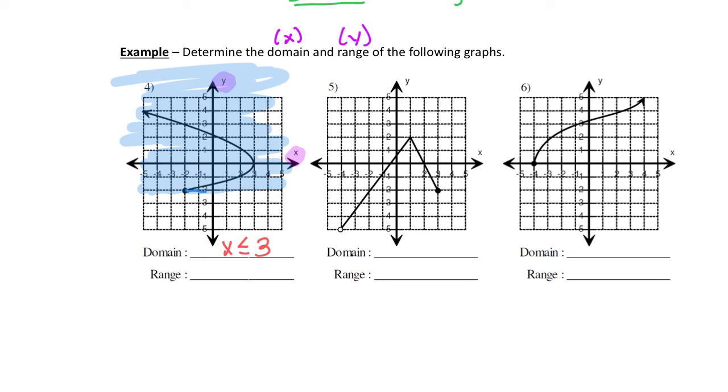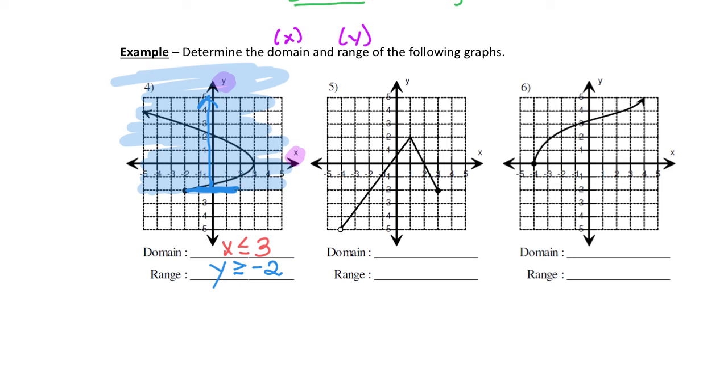So right here at 2, or -2, excuse me, because that's below the x-axis. So -2, up and up forever. That means all the y values are above or greater than or equal to -2. And that is my range.